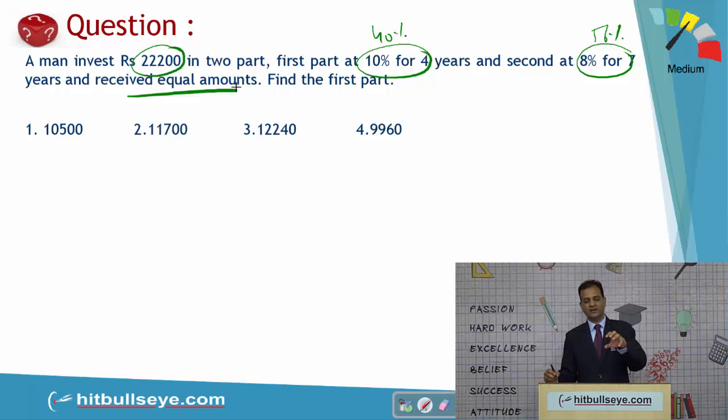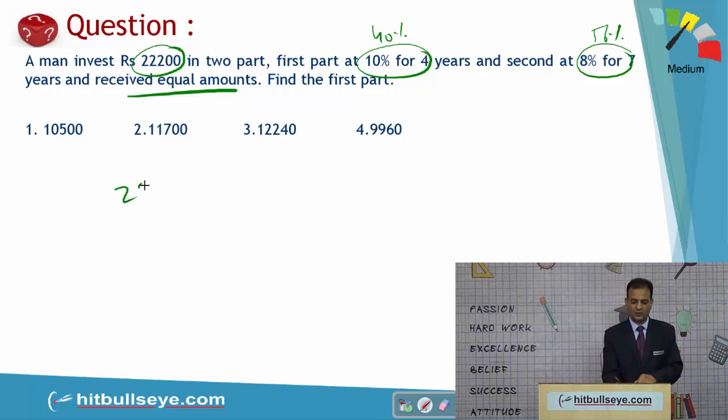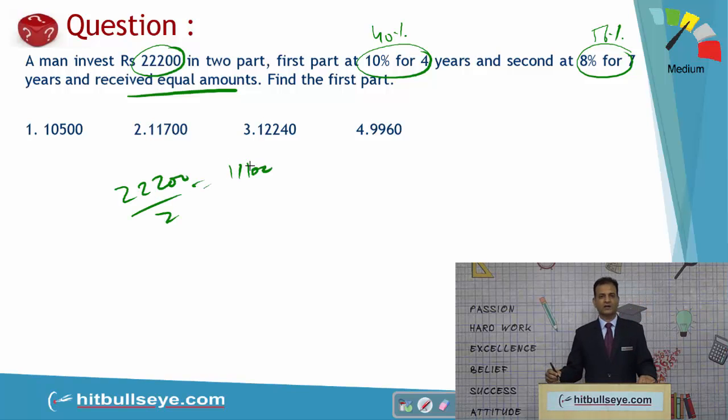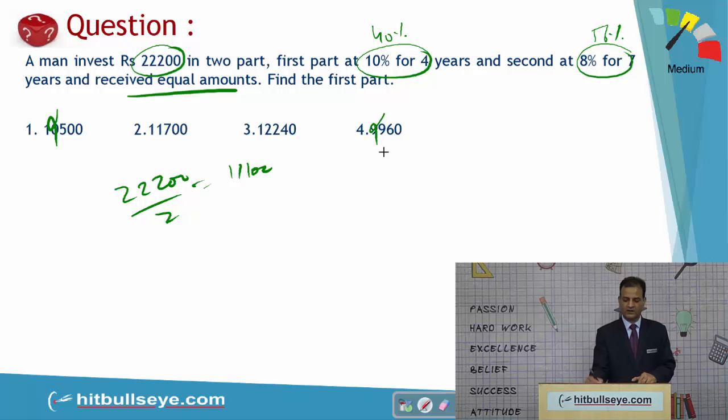Can we say logically, if the first part has a rate of interest of 40%, that means it should be on a higher side than the second part. So now if we divide 22200 by half, approximately it will be 11,100. So that means the value of the first part should be more than 11,100. This is rejected, this is rejected. Now these two choices are there.